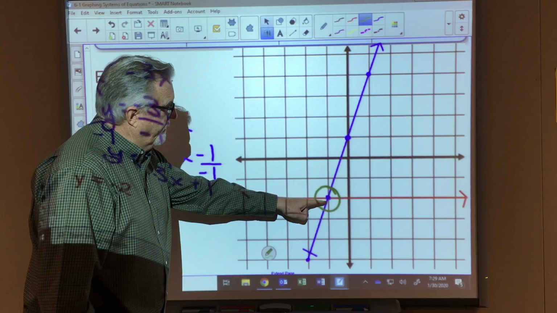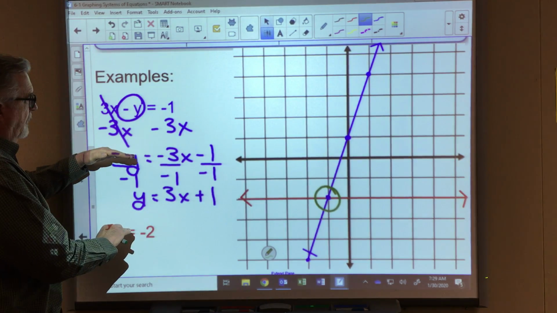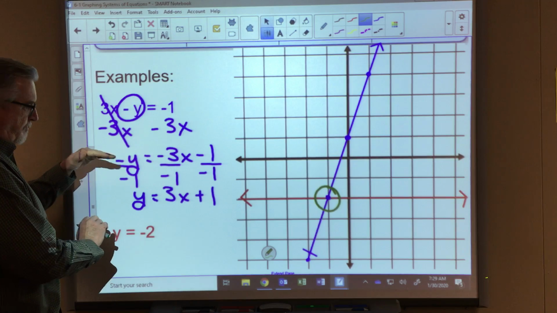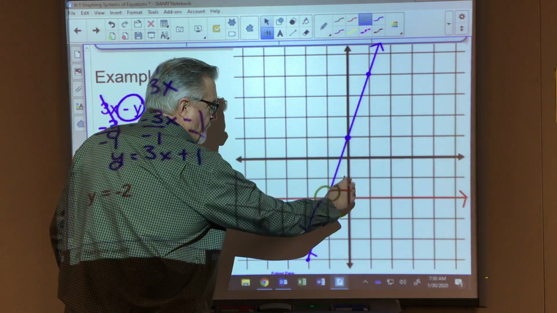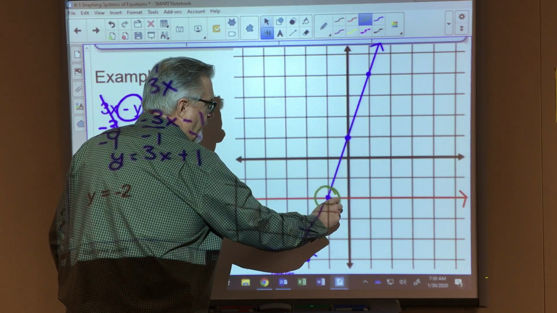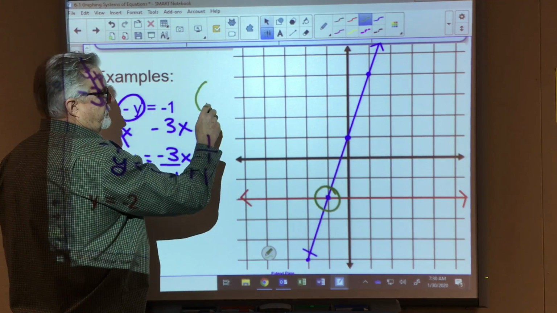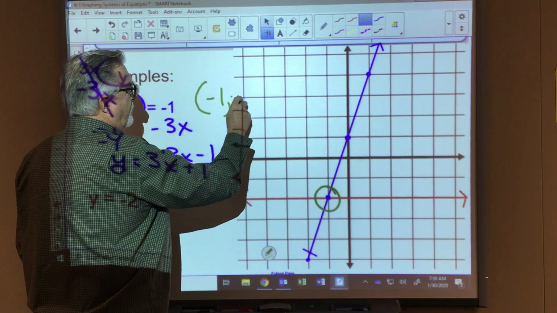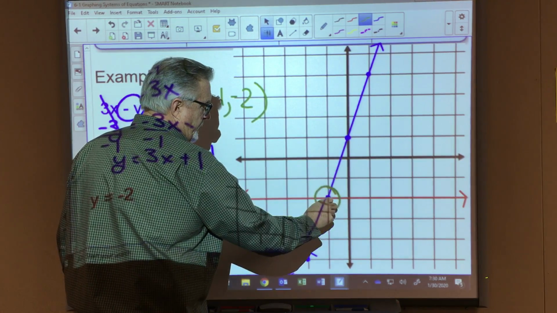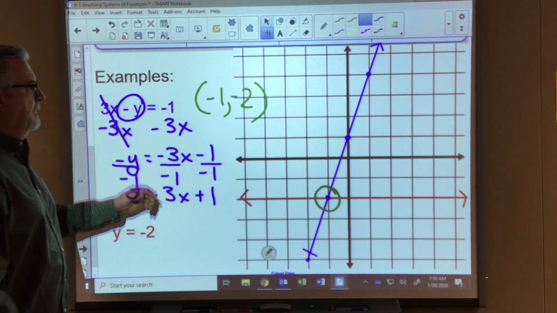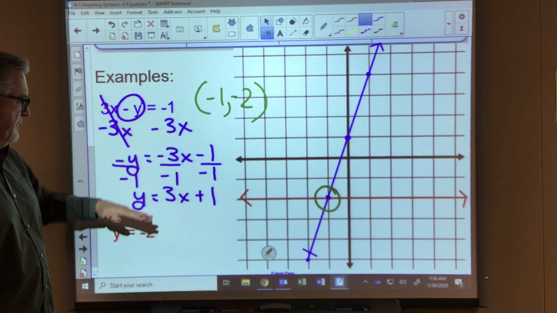That ordered pair is a solution to both of our equations. If we plug them in, we'd get true statements on both of them. So this ordered pair is -1, -2. So the solution to this system is -1, -2. And if we plug those in, it's going to work.